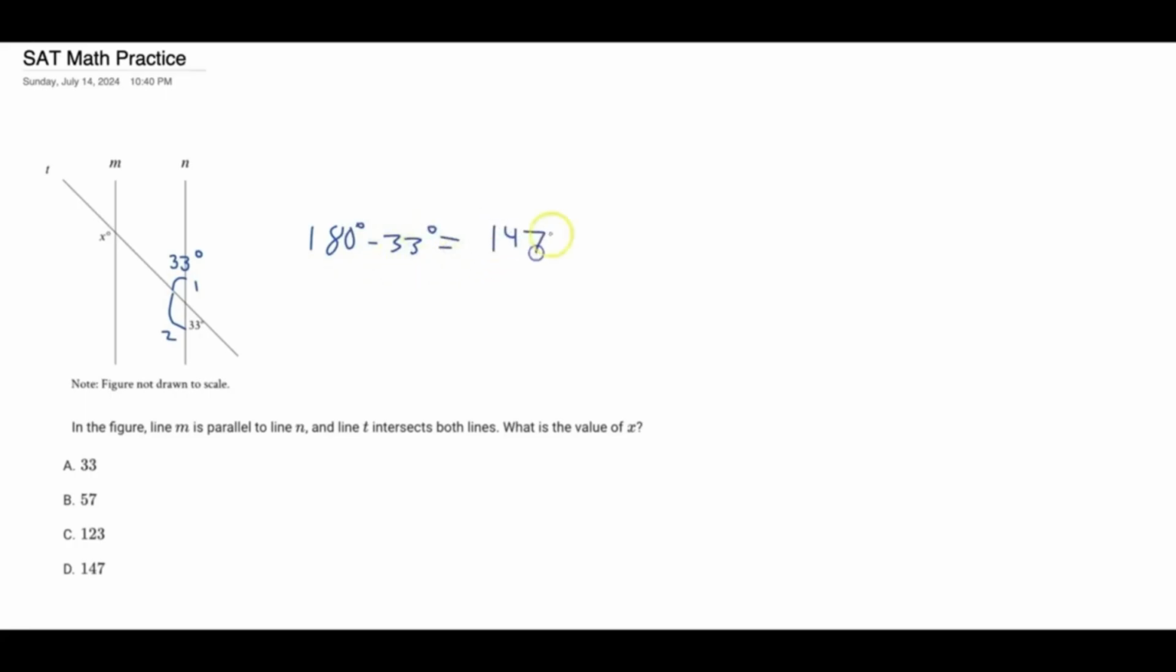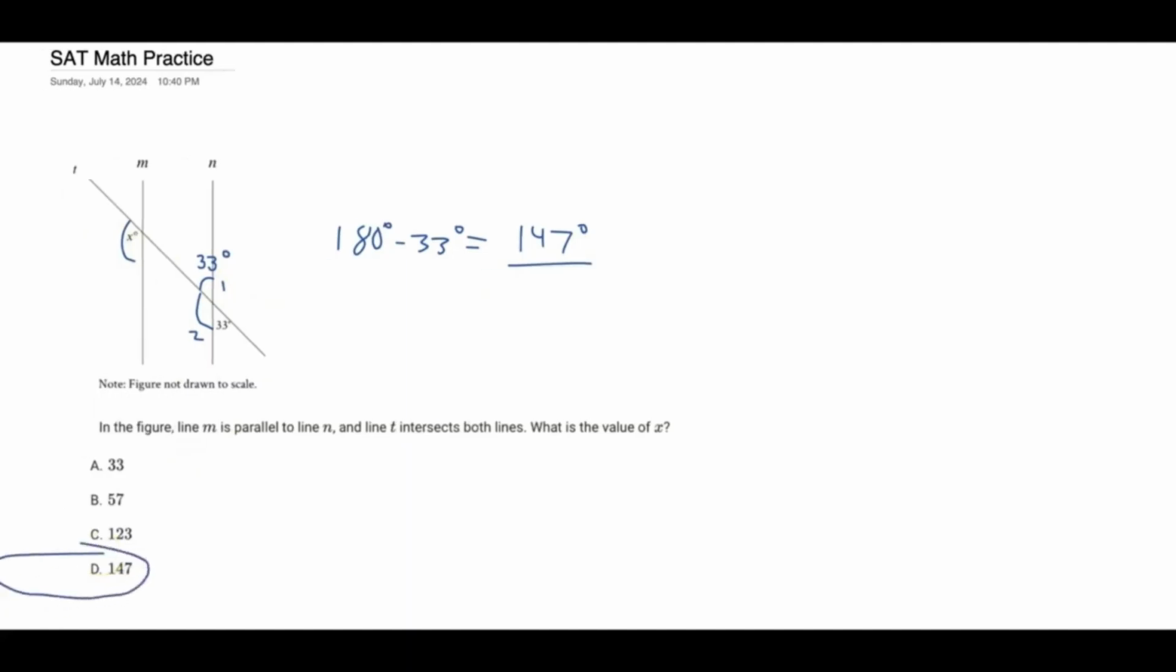And this is helpful because we have two parallel lines cut by a transversal, and so we have corresponding angles. Angle 2 that we have here and angle X here are corresponding angles, and so they will have the same angle measure. Since we know angle 2 is 147 degrees, X is also going to be 147 degrees, and so our answer choice is D.